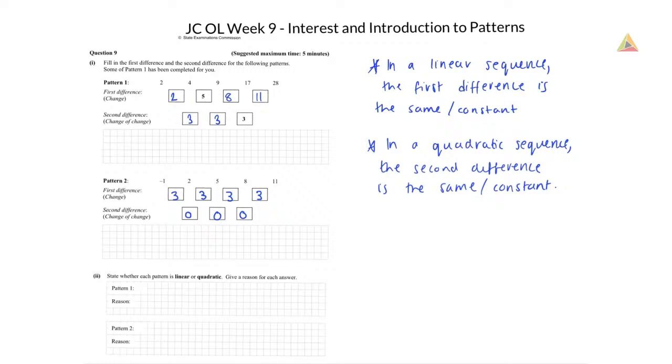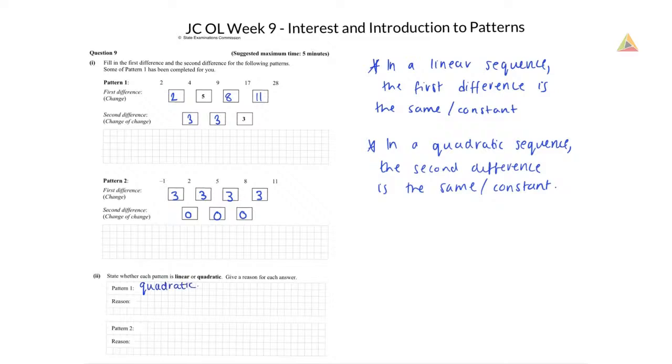State whether each pattern is linear or quadratic and give a reason for each answer. So for the first pattern, pattern 1, we observed that the first difference was not the same. So if it's not the same, it can't be linear. Then we observed that the second difference was the same. So if the second difference is the same, it must be quadratic. So for pattern 1, it is quadratic.